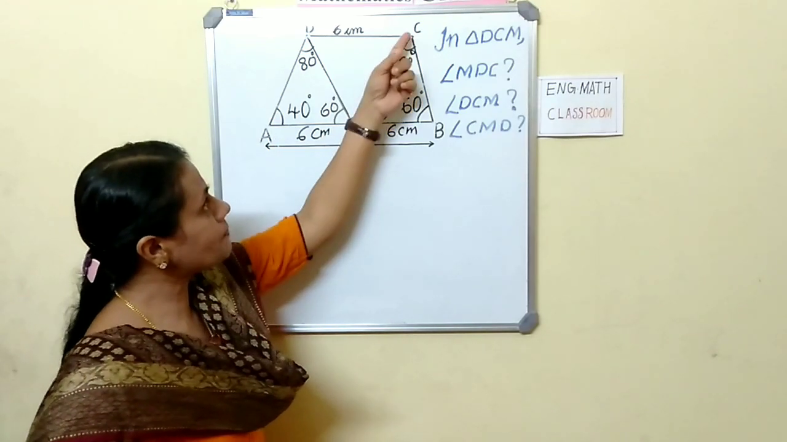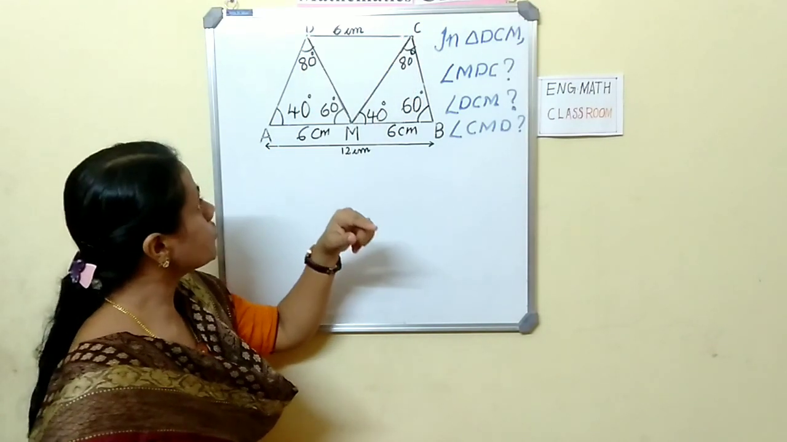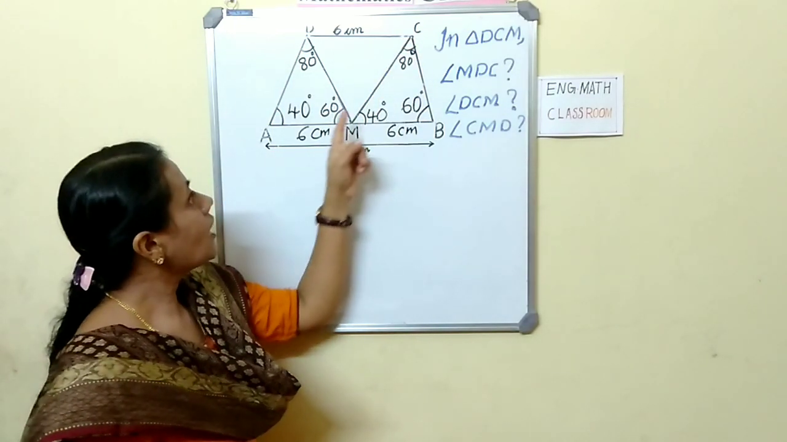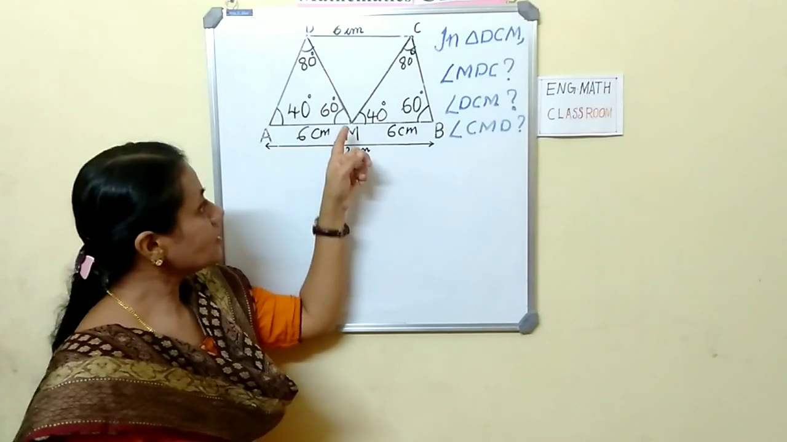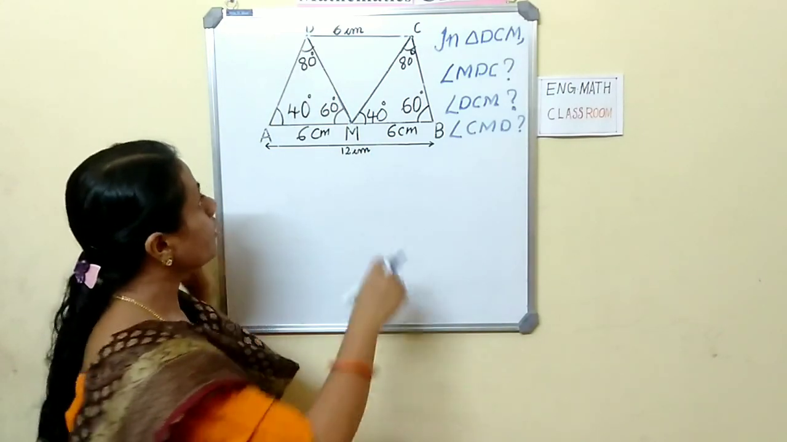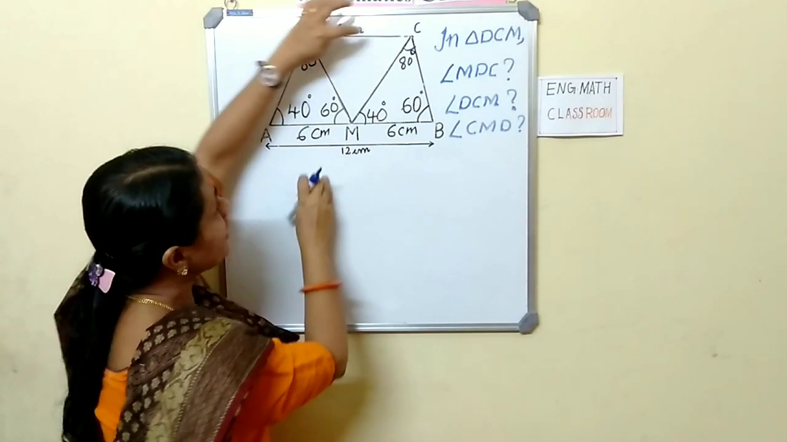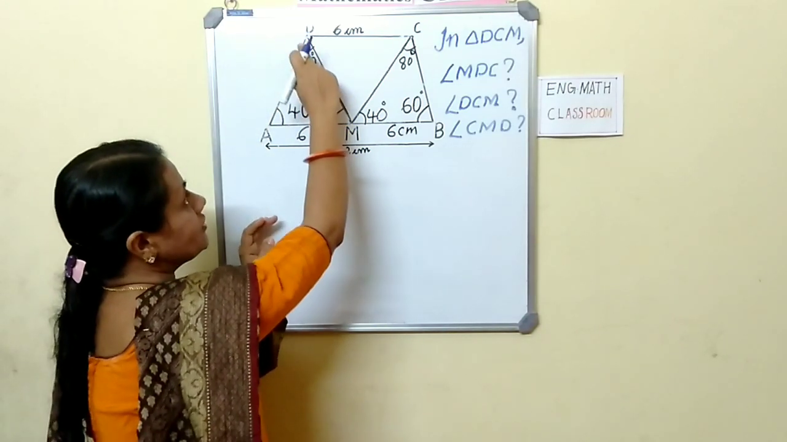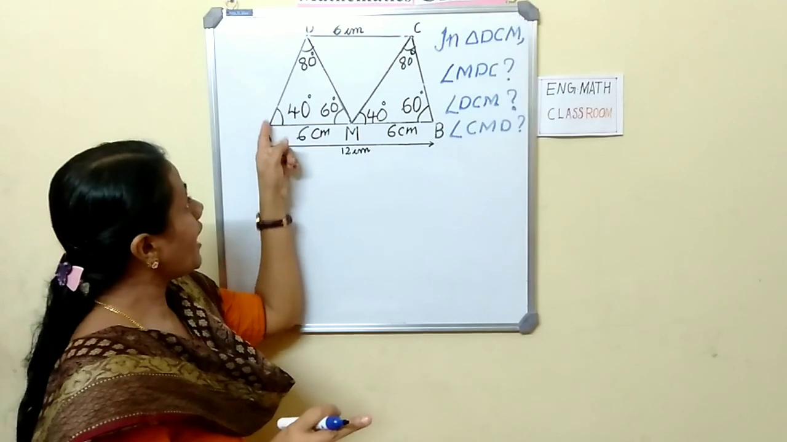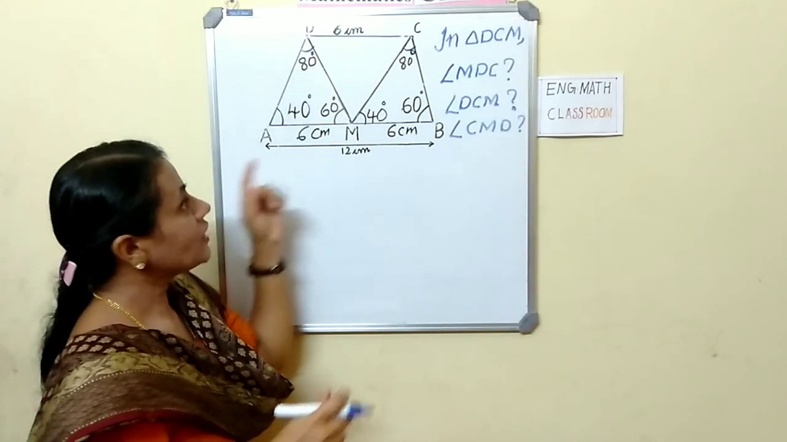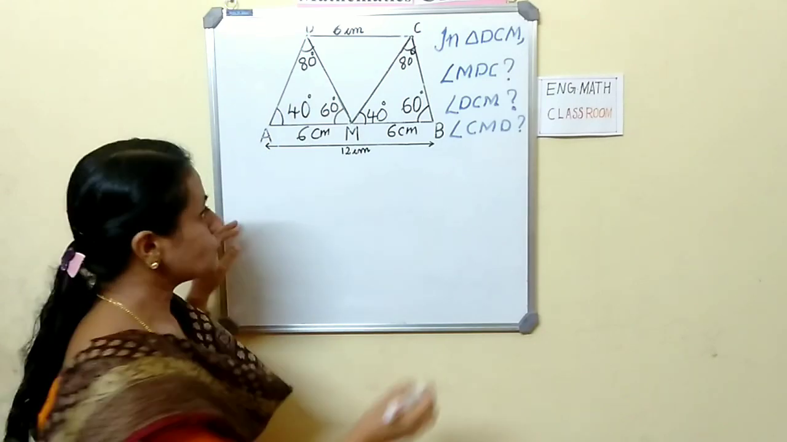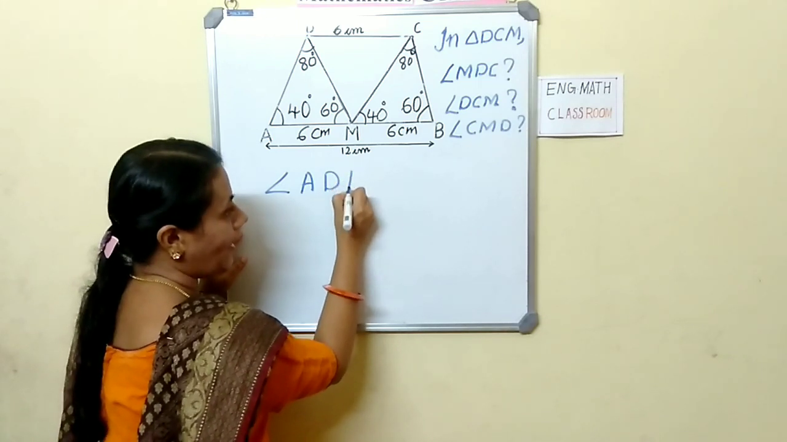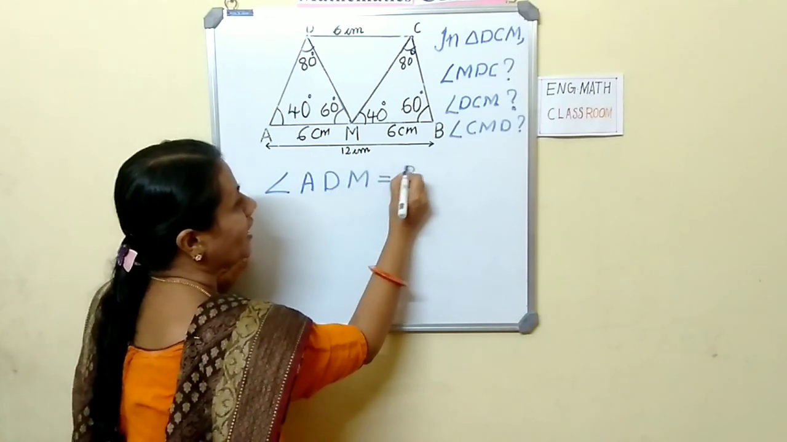Here AM is parallel to CD and also AD is parallel to CM. Correct? What is the transversal line here? MD is transversal line of CD and AM. Here angle ADM is 80 degree. Correct? It is given. So write down angle ADM equals 80 degree.